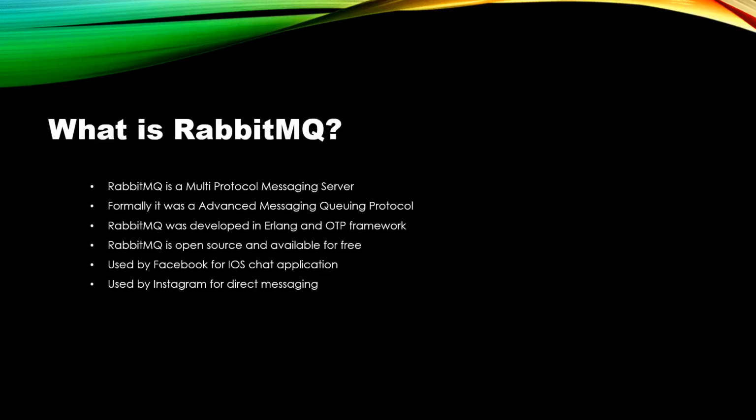RabbitMQ is a multi-protocol messaging server, and formerly it was an advanced messaging queuing protocol. RabbitMQ was developed in the Erlang and OTP framework. It's open source and also available for free. It's used by some big name companies, such as Facebook for the iOS chat application, and it's also used in Instagram for direct messaging.